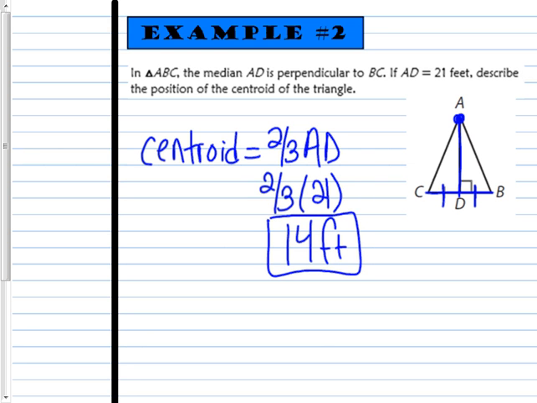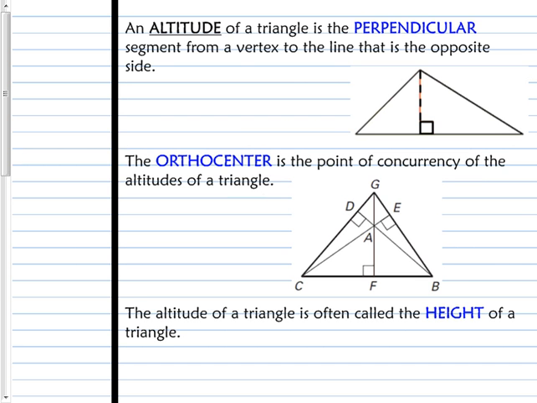Okay. If 2/3 of the way is 14, what is the other third? Well, that would be 7. That's 14 plus 7, or 21. And that makes sense. 21 divided into 3 equal segments would be 7 feet each, and 2 of those would be 14. A couple different ways you can check. Moving on. So we talked about medians. Now we're on the altitudes.